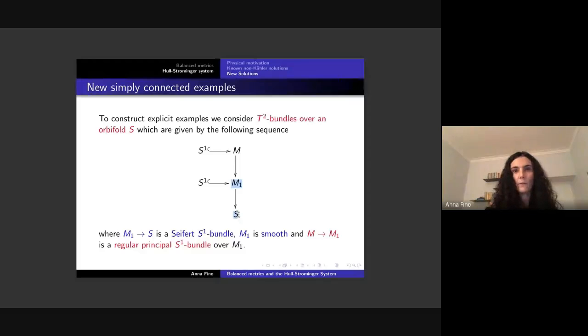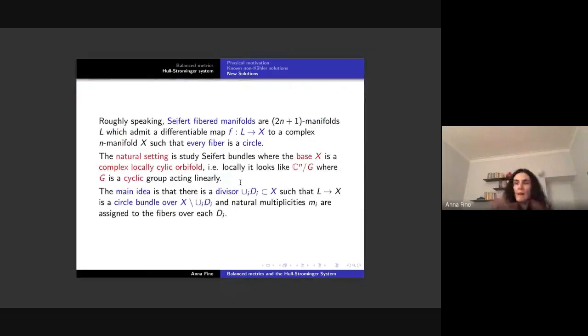And then going from M to M1 will be a regular principal bundle S1 over M1. Okay, so I will, roughly speaking, now talk about Seifert S1 bundles and how we use that. Roughly speaking, so I will not be precise, Seifert fibered manifolds are 2n plus 1 manifolds, L, which have a differentiable map over X, where X is a complex manifold such that, let's say, every fiber is a circle, okay?